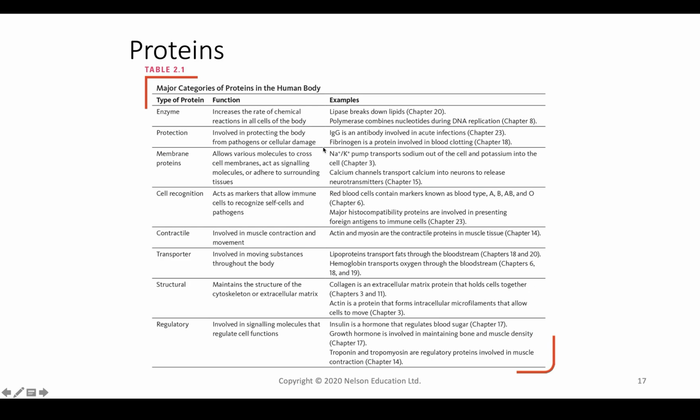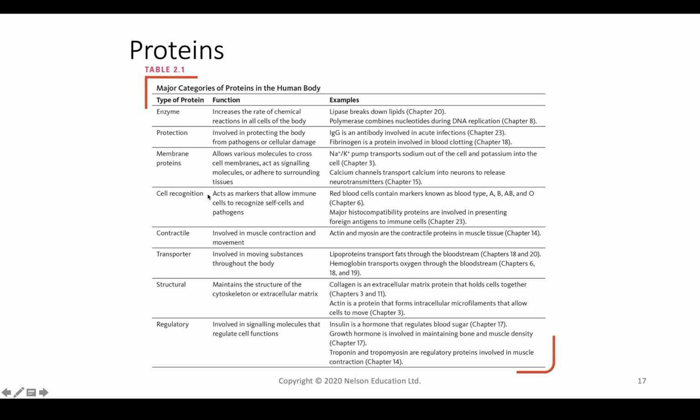A good example includes a sodium-potassium pump, where we're transporting sodium out of the cell and bringing potassium in. And then here's another one called a neurotransmitter, where calcium channels are going to take calcium into neurons, so that's going to cause the release of neurotransmitters, which is how our neurons are going to fire.